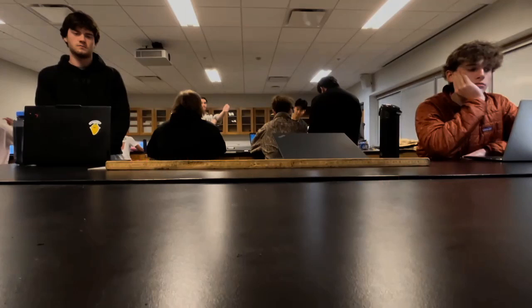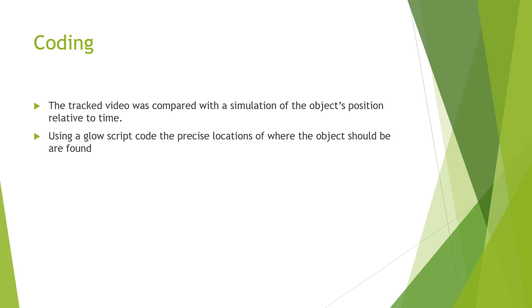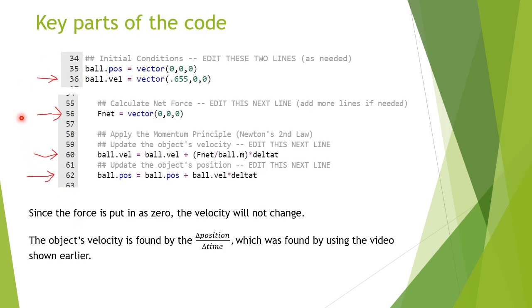that the object rolled. Another important part was the coding, and this was able to create a simulation of the object's position relative to the time using GlowScript. And here is the actual code. As you can see, the velocity of the ball equals 0.655.